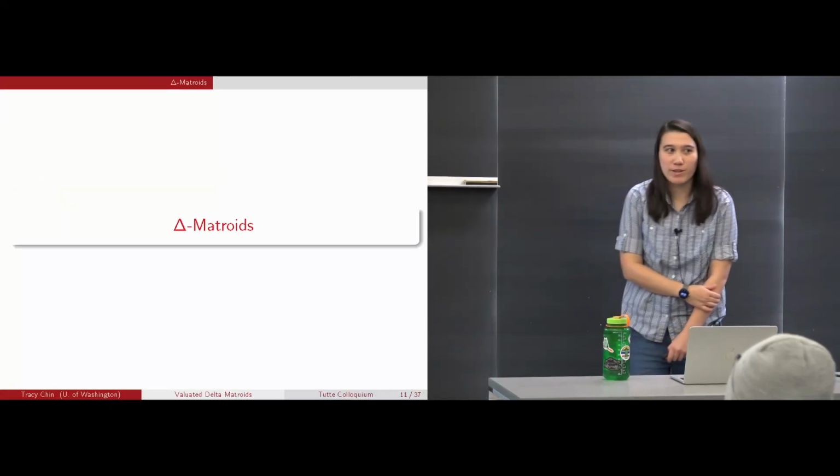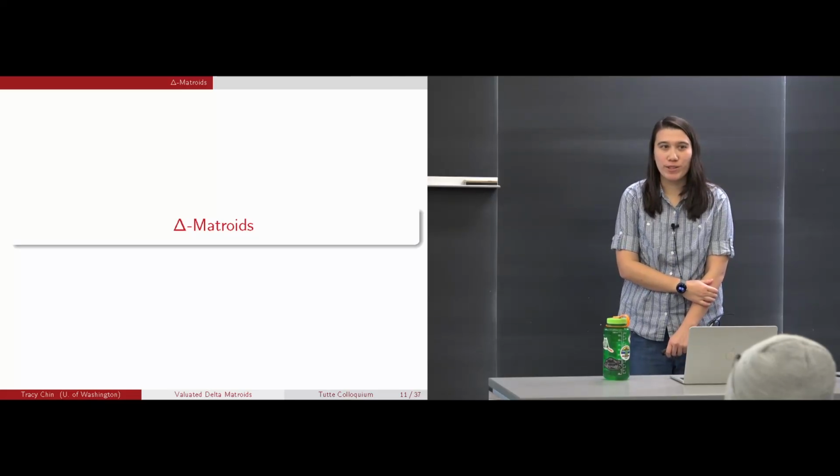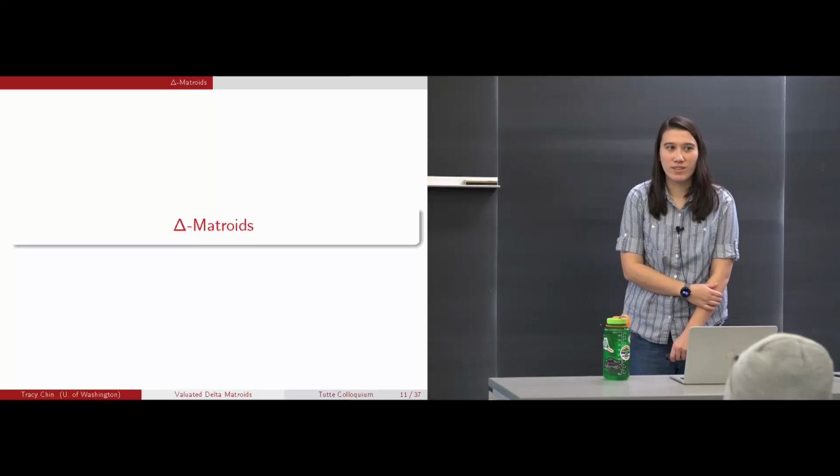Any questions on valuated matroids before we move on to our next combination of modifiers? Okay.